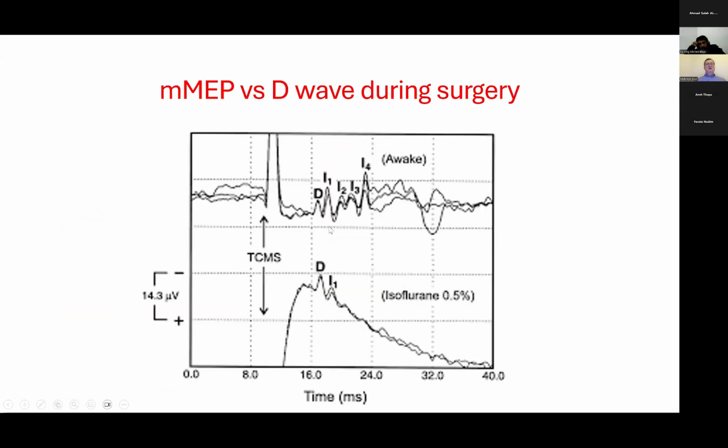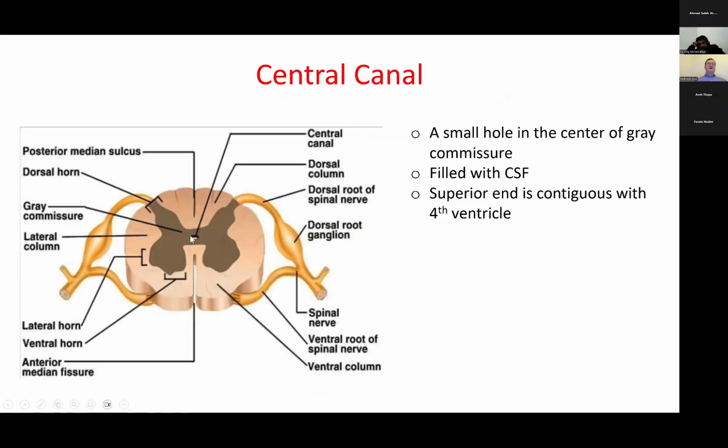These are myogenic motor evoked potentials and D wave potentials during surgery. There is a central canal as well in the middle of the spinal cord. This is a representative of the ventricles in the brain. This is filled with CSF, and superiorly is contiguous with the fourth ventricle.